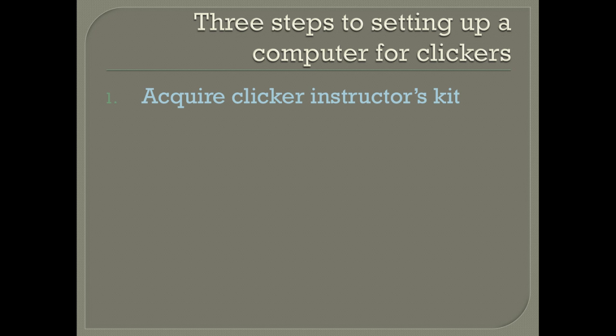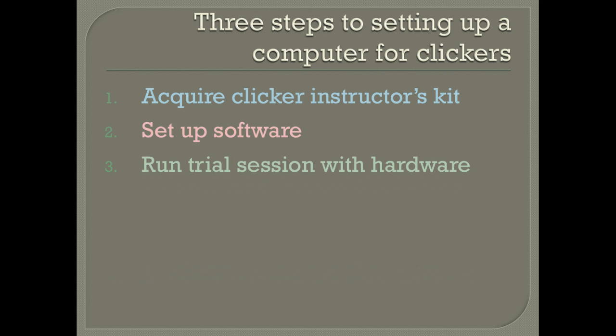First is to acquire a clicker instructor's kit from the bookstore. Next is to set up software needed for polling and course management. And then finally, you should run a trial session with the hardware to make sure everything is working properly.